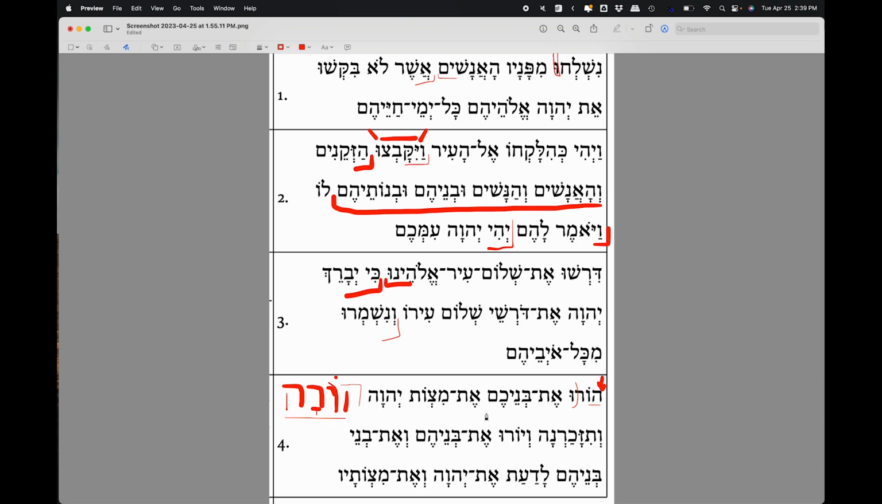B'nechem, so teach whom? Teach your sons. Et mitzvot. This is mitzvot, not mitzot. The way that you know that this is a vav plus a holam and not a holam vav is that the tsade has its own sheva here, and tsade can't have two vowel signs. So et mitzvot, teach your sons the commandments of the Lord, and they will remember them.